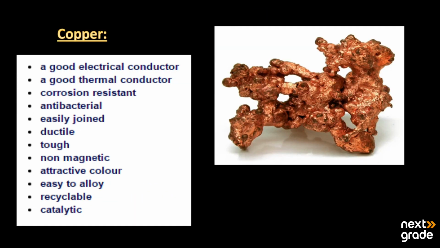First, the element copper. Copper is a good electrical conductor. If it is an electrical conductor, then it can be used to make different types of wires that may be used in houses and for different domestic as well as industrial uses. The second is that it is a good thermal conductor. A good thermal conductor means it is also helpful in the conduction of heat.